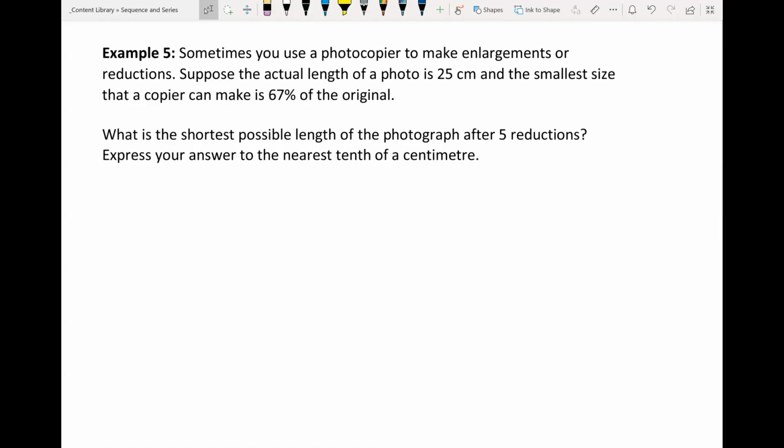Last example. Sometimes you use a photocopier to make enlargements or reductions. Suppose the actual length of a photo is 25 centimeters and the smallest size that a copier can make is 67% of the original. What is the shortest possible length of the photograph after 5 reductions? And we're going to answer to the nearest tenth of a centimeter.